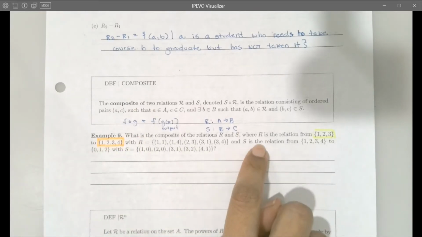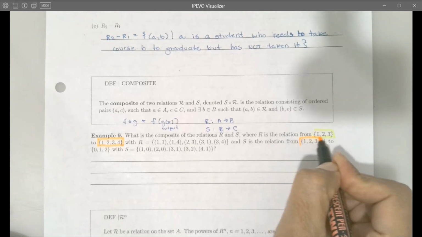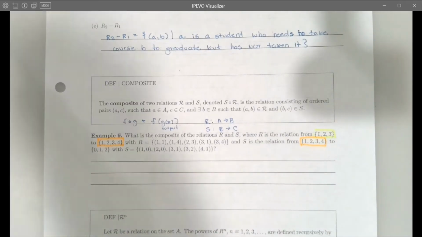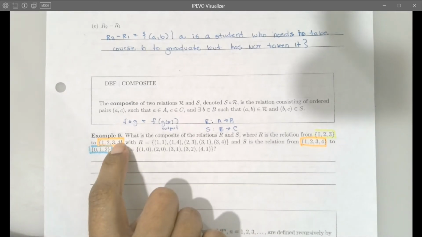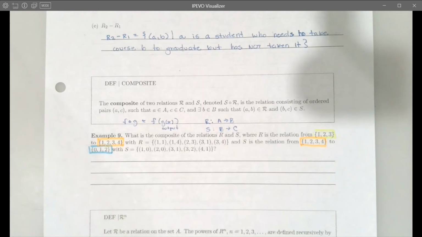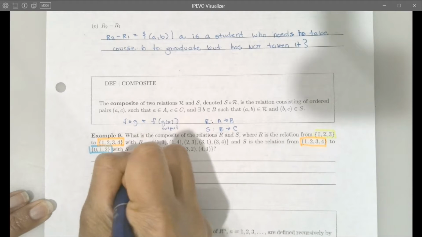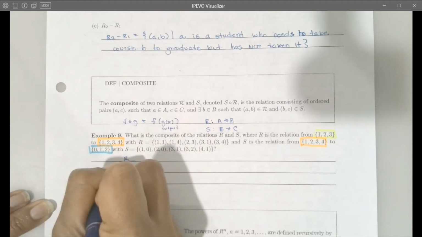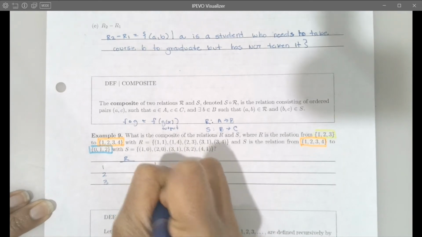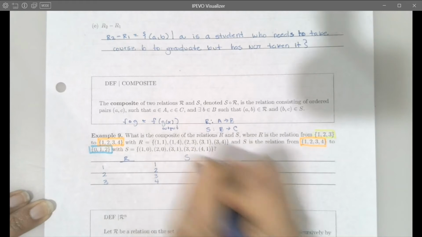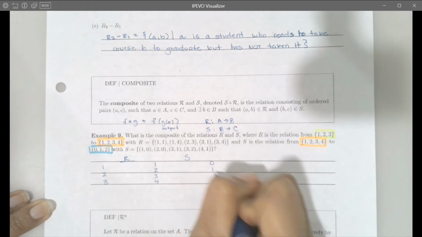And then S takes from input 1, 2, 3, 4 to output 0, 1, 2. And so that's good because that means that the output of R agrees with the input of S. That means that we're going to be able to find these mappings from R to S. So let's go ahead and list these out. R takes input elements 1, 2, 3 to output elements 1, 2, 3, 4. Then S is going to take those to 0, 1, 2.